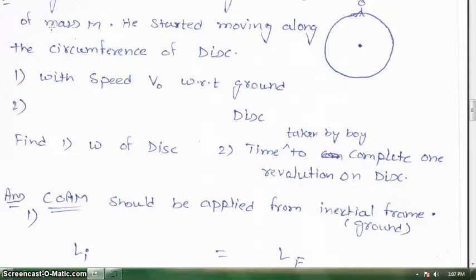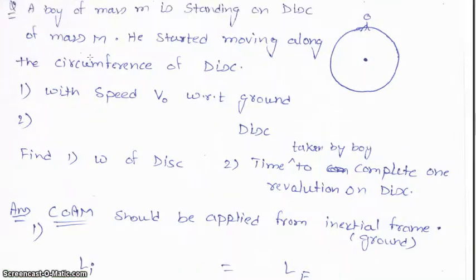In this question we'll be talking about a boy who is standing on a disc fixed at its center and starts moving with a velocity v0, in one case with respect to the ground, and in another case with respect to the disc. We have to find the angular velocity of the disc and the time taken by the boy to complete one revolution on the disc.